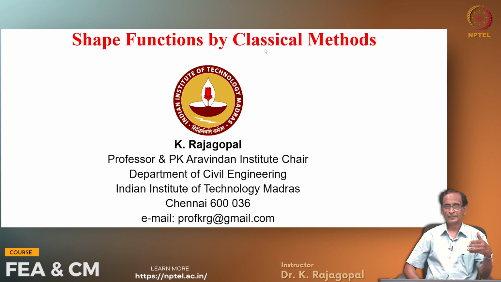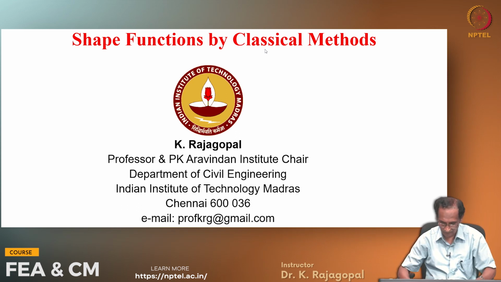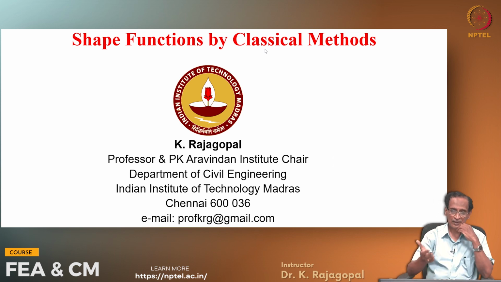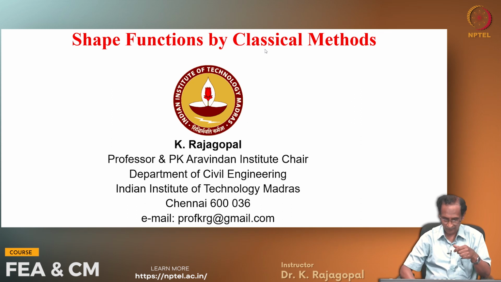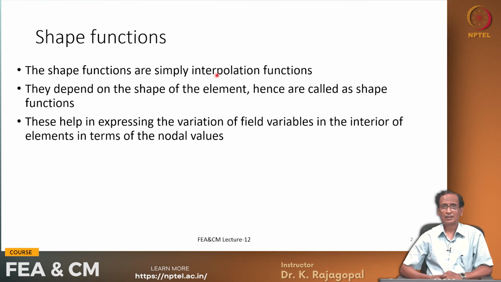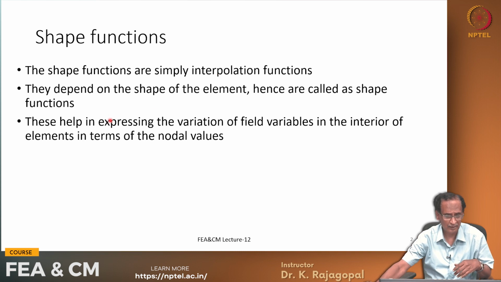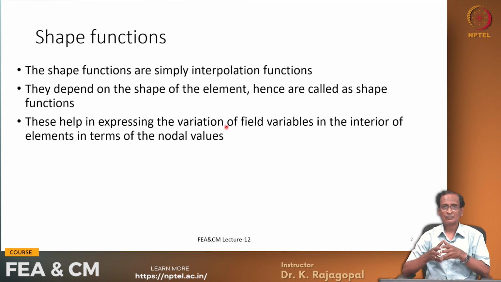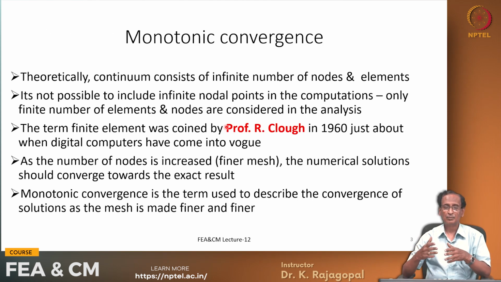By classical I mean the methods that were originally developed, the generalized coordinate method, and later the Lagrange methods, and then more recent ones like isoparametric and so on. Before we go into more advanced elements, let's look at the classical methods for developing the shape functions. These shape functions are basically interpolation functions, and because they depend on the shape of the element, they are called shape functions in the finite element context. They express the variation of the nodal variables over the element, and they also help us in getting our B matrix and so on.